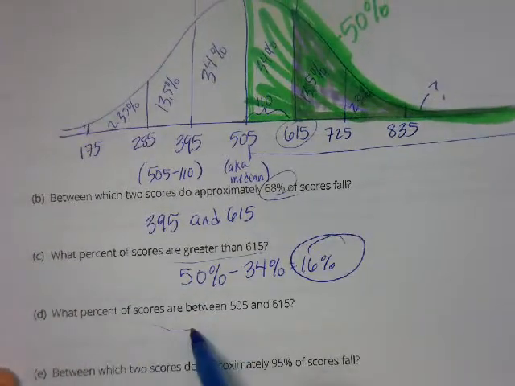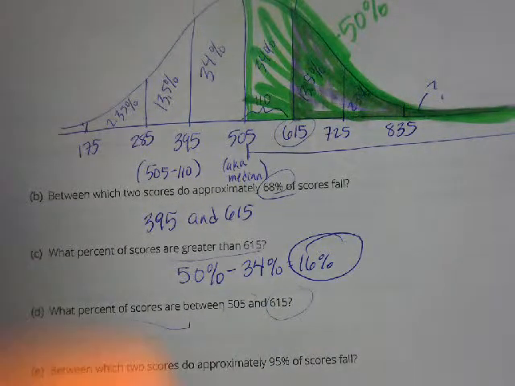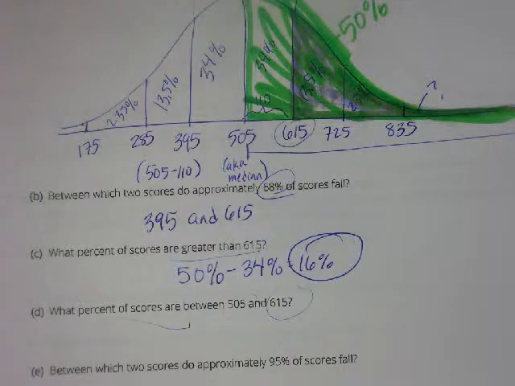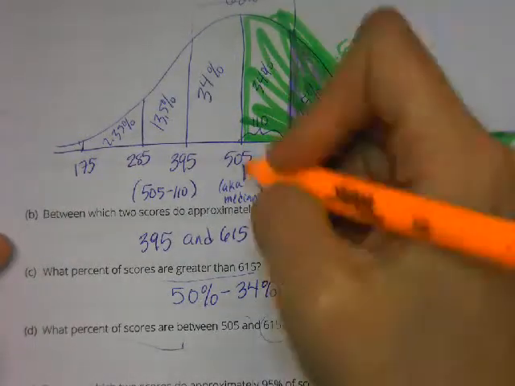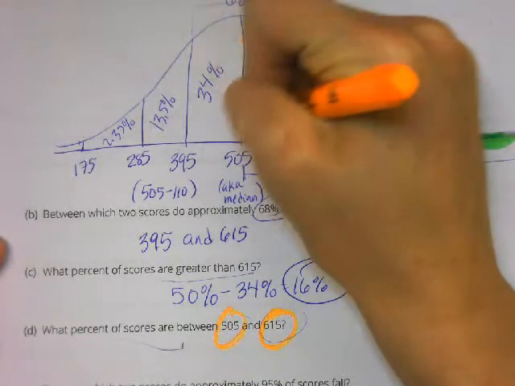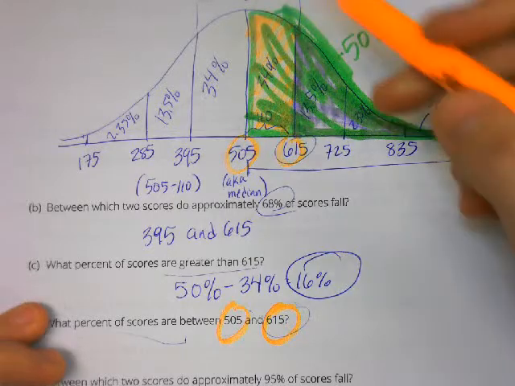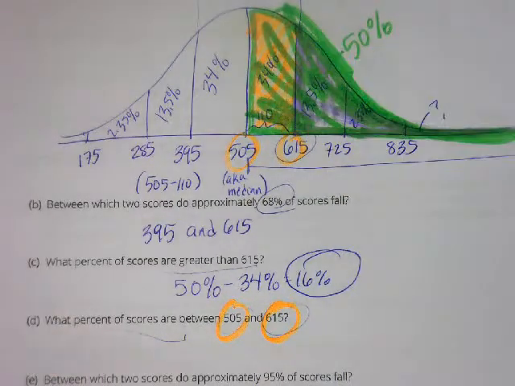What percent of scores are between 505 and 615? Running out of colors. So let's see if we can see orange. 505 and 615, that's this piece right here, 505 to 615. So that has its own block, which is 34%.